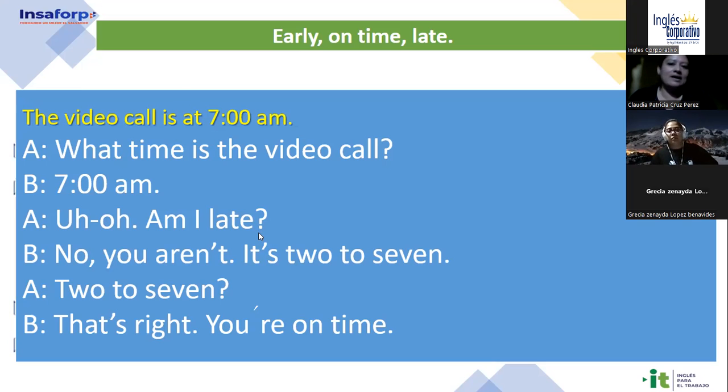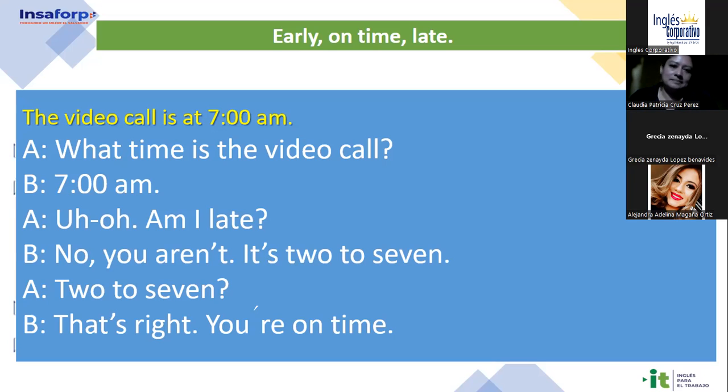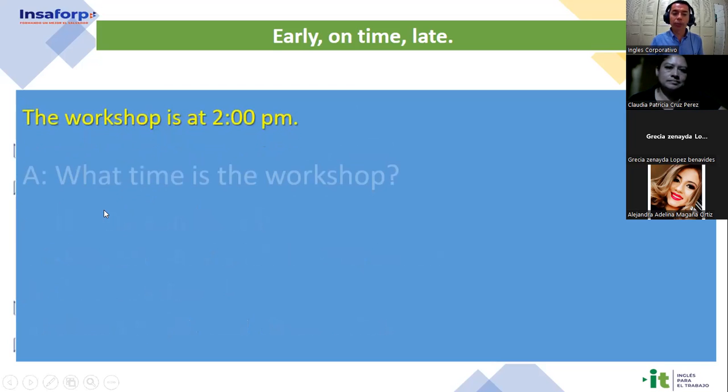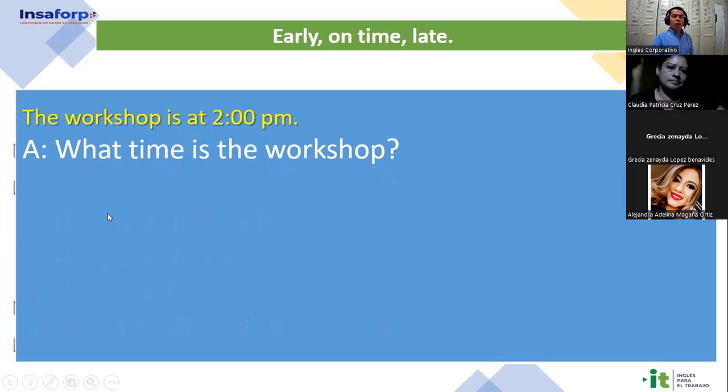What time is the video call? 7 a.m. No, you aren't. It's 2 to 7. 2 to 7? That's right. You're on time. Thank you very much, right? Next conversation. The workshop is at 2 p.m., right? Repeat after me. What time is the workshop? Two p.m.